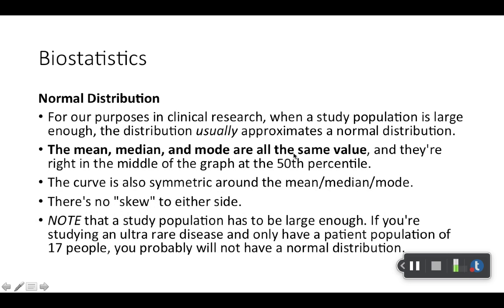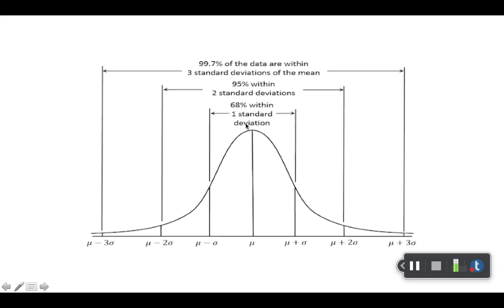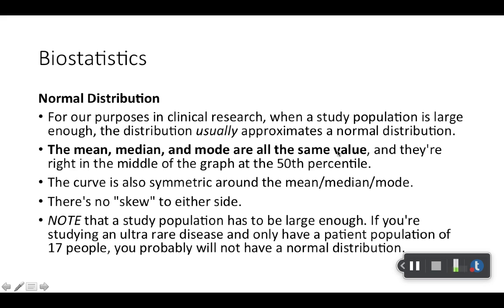So typically in clinical research, when a study population is large enough, it can usually approximate the normal distribution. And the mean, median, and mode are all the same value. Mind-blowing. They all are there because the median is in the middle. The average, you can do the math, but just trust me: add them all up and divide by how many you have. And the mode, the most repeating number, is up here too. So that's kind of cool. And that is at the 50th percentile.